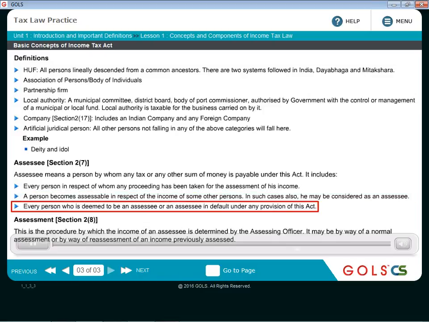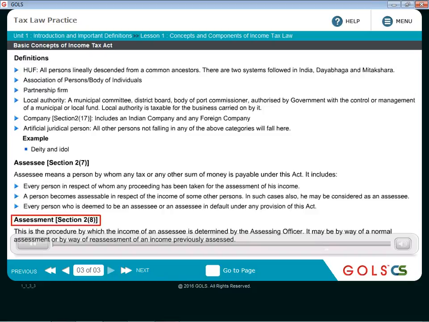Lastly, every person who is deemed to be an assessee or assessee in default under any provisions of this act. That means here income tax also wants to cover all the other persons who are making any default or who are liable for any non-compliance which is in connection with income tax department will also be treated as an assessee. Now these points are included by income tax department so that later on income tax department can take action against those persons. Next is assessment.